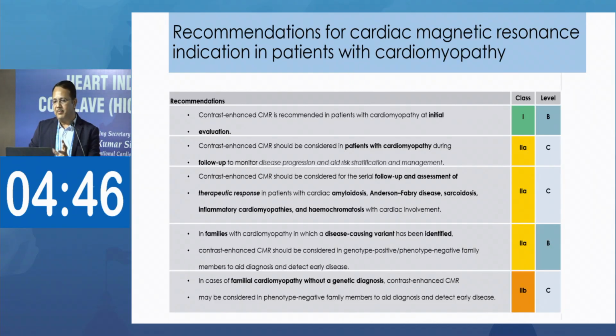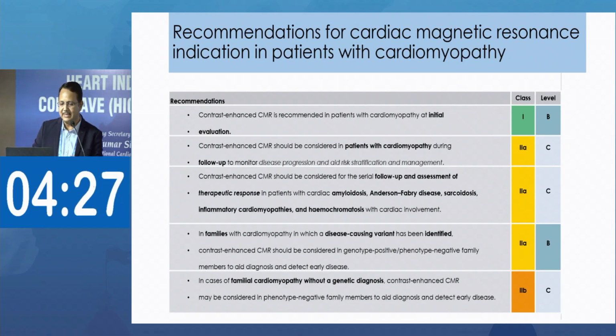So recommendation for cardiac MRI: initial evaluation is class 1, level of evidence B. For routine follow-up, you can repeat cardiac MRI every 2 to 3 years to see the progression of the disease, but routine yearly MRI is not recommended.